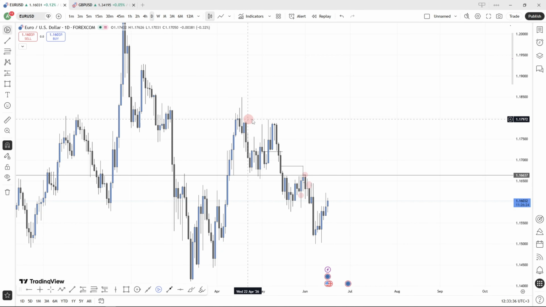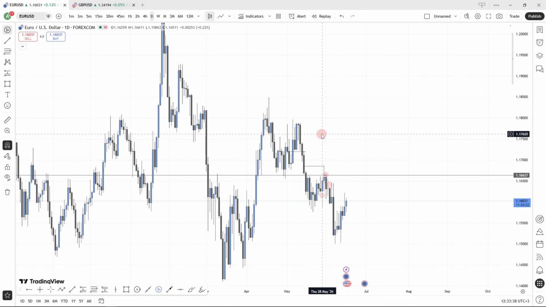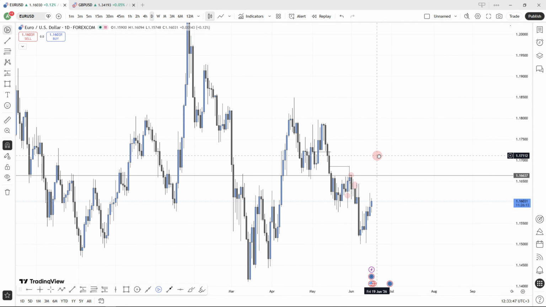So we are going to stick to the GU and the Euro just before we actually get to analyze other pairs, and we can see if it replicates on the other pairs. But before then, let's stick to the EU and the GU.